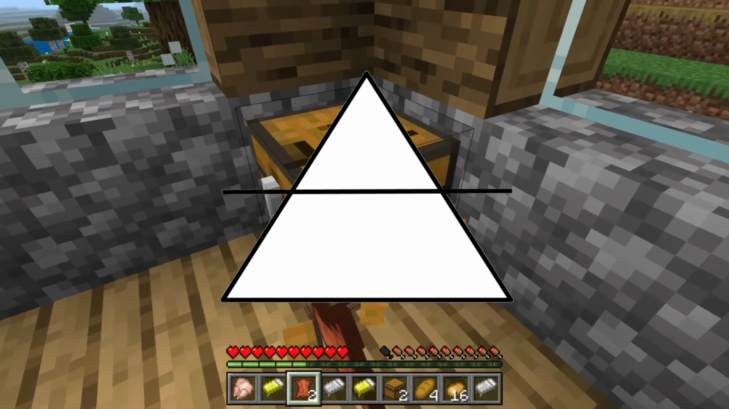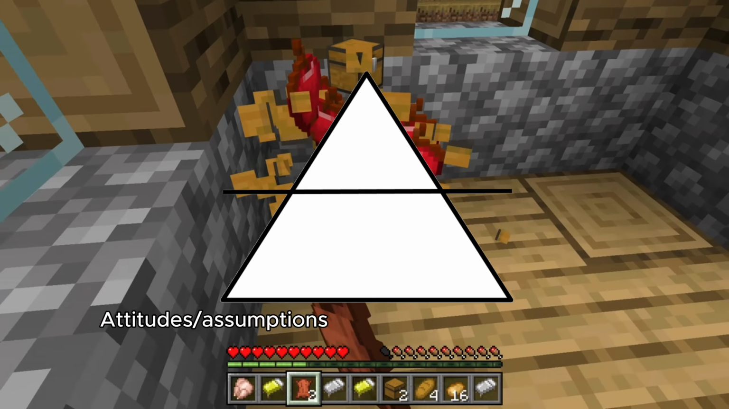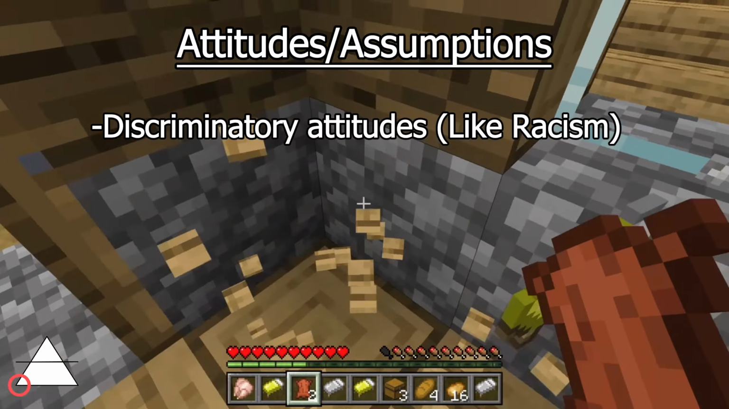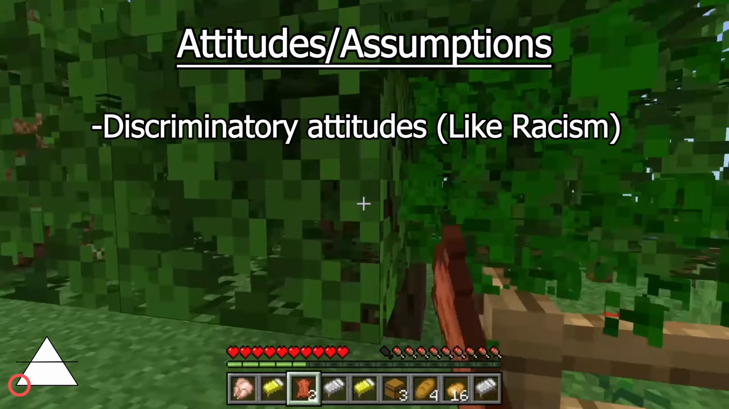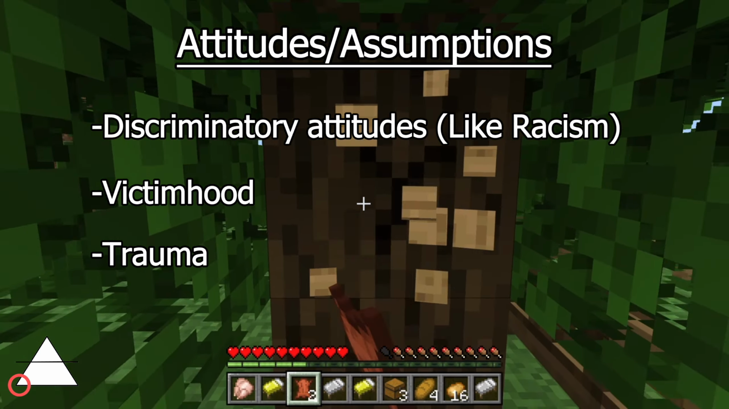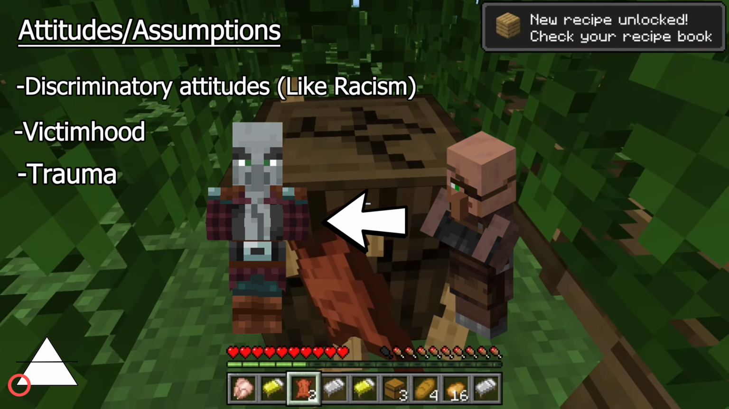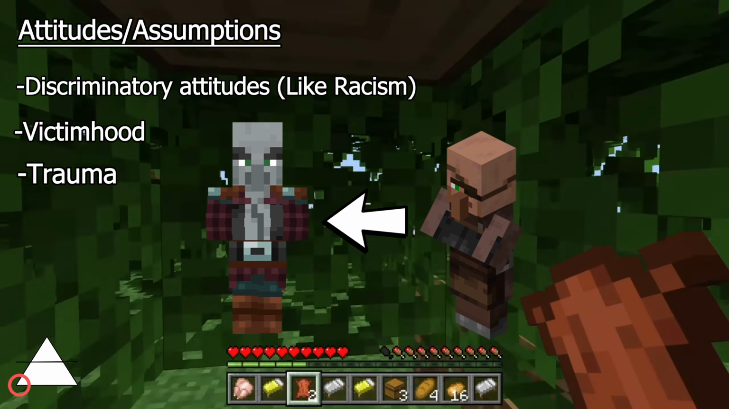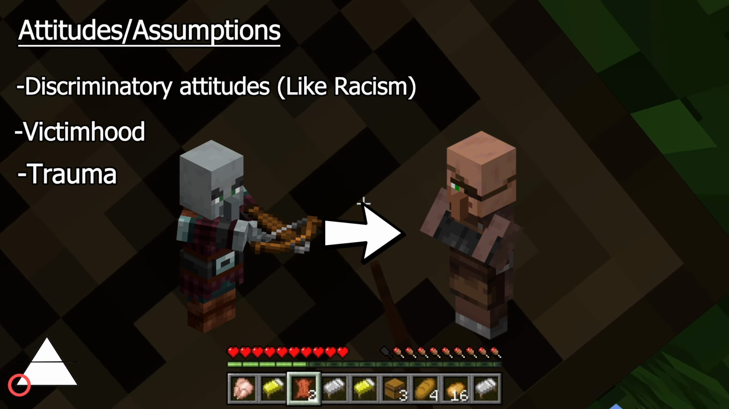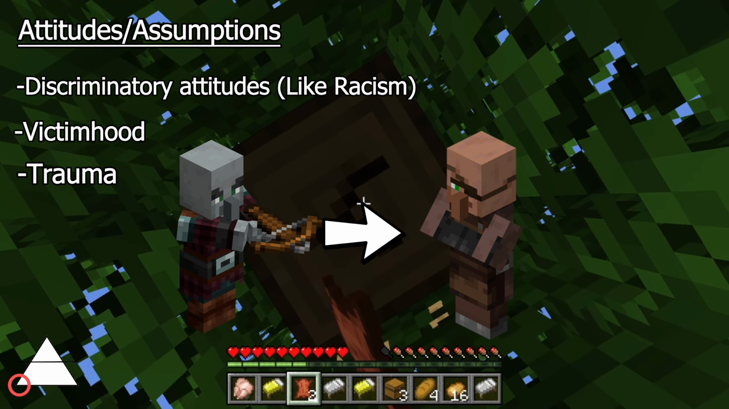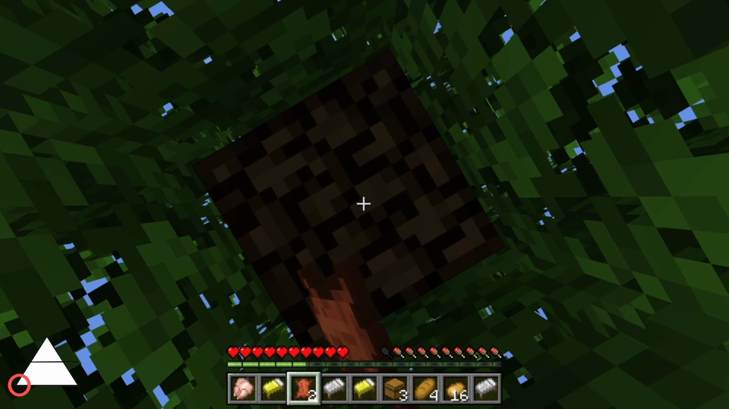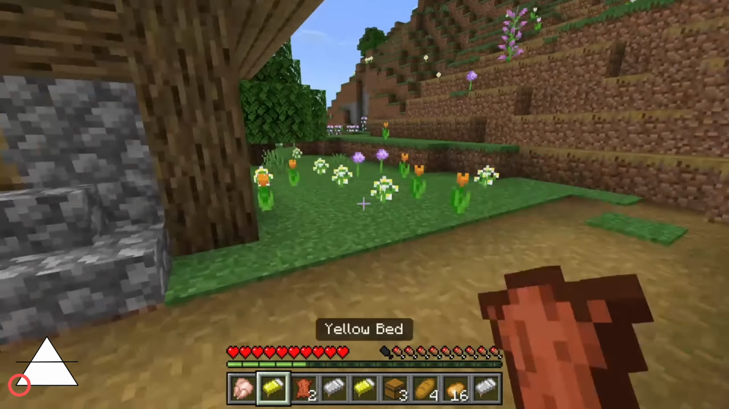The first vertex on the latent level represents attitudes and assumptions, which includes discriminatory attitudes like racism or things like victimhood or trauma. For example, villagers may be wary of pillagers because of their skin, which turns pillagers into outcasts vying for revenge, eventually resulting in a raid. The villagers didn't start the raid, but their attitudes and assumptions led to it.